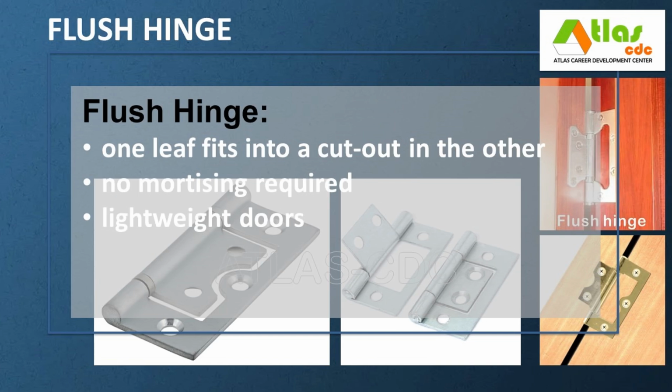A flush hinge is a type of hinge designed so that one leaf fits into a cutout in the other, allowing the door to sit flush against the frame without needing deep mortising. It's commonly used for lightweight internal doors or cabinets, and its design makes it easy to install, as only one side needs to be recessed. Flush hinges are a practical choice when a neat appearance and minimal cutting into the wood are desired. This hinge is sometimes called by others a butterfly hinge.